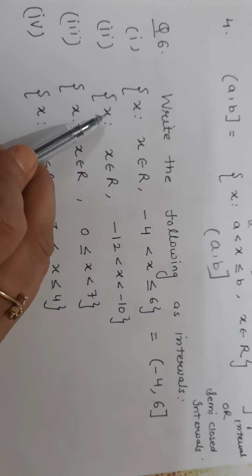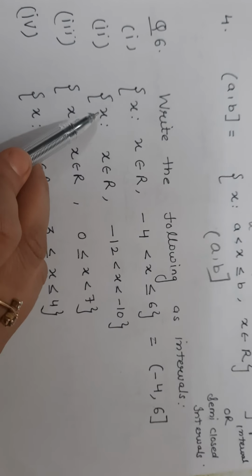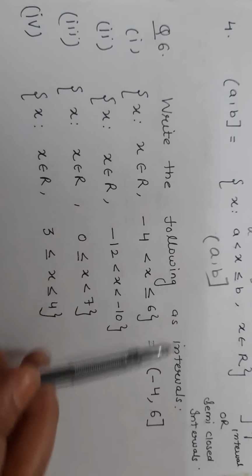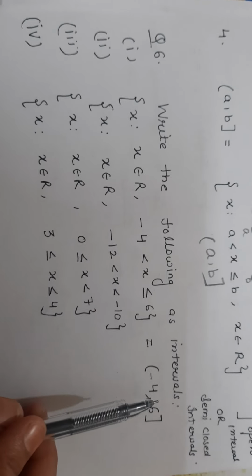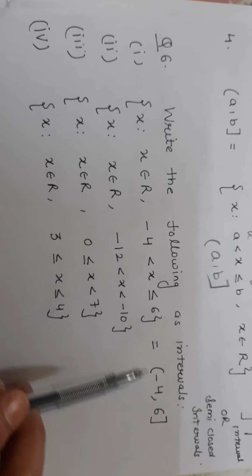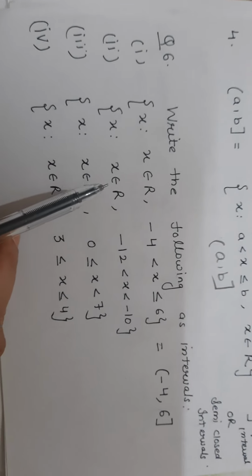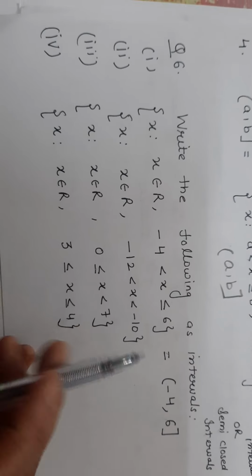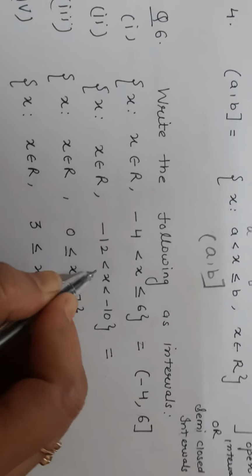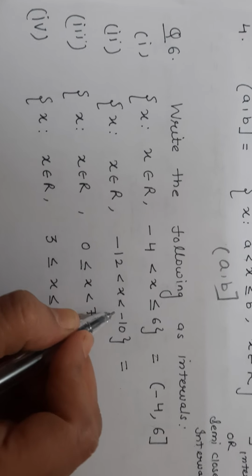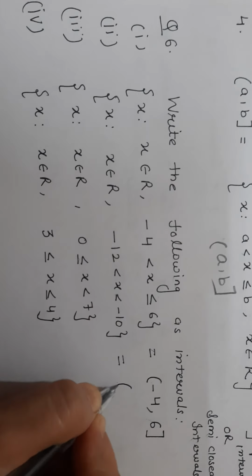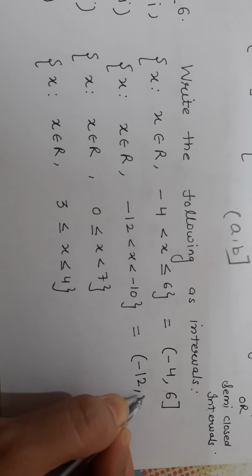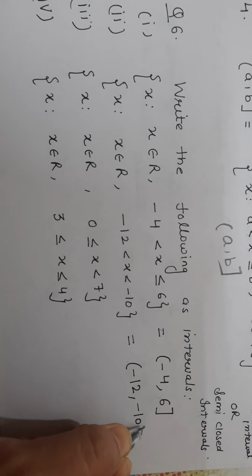The second part, set of those x, this is your set builder form. I am again repeating, reals can be represented either in the set builder form or through the interval. We are never going to represent reals by roster form. Set of those x where x belongs to real and x is greater than -12 but less than -10, right? Clearly here at both ends we are going to have open brackets, because these two endpoints are not included. So I have written the open bracket at -12 and open at -10.